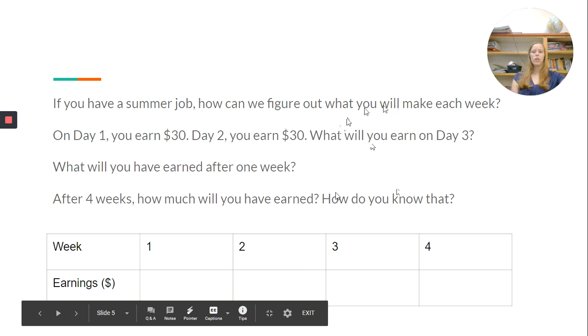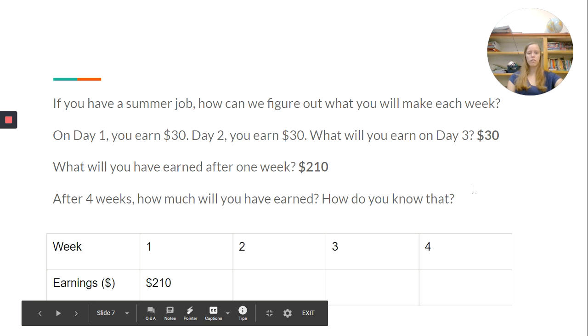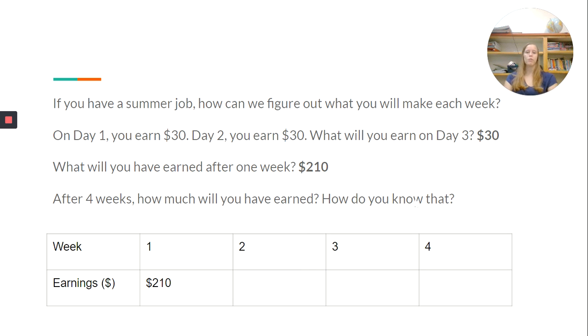So after day 3, you earn $30 more. So after 1 week, we're going to have to add up what you earned each day. So if there's 7 days in a week and you worked all 7 days, you're going to earn $30 a day. So how much did you earn total for that week? You earned $210. So we figured that out by multiplying 30 times 7. You get 210. So then after 4 weeks, how much will you have earned and how do you know that?